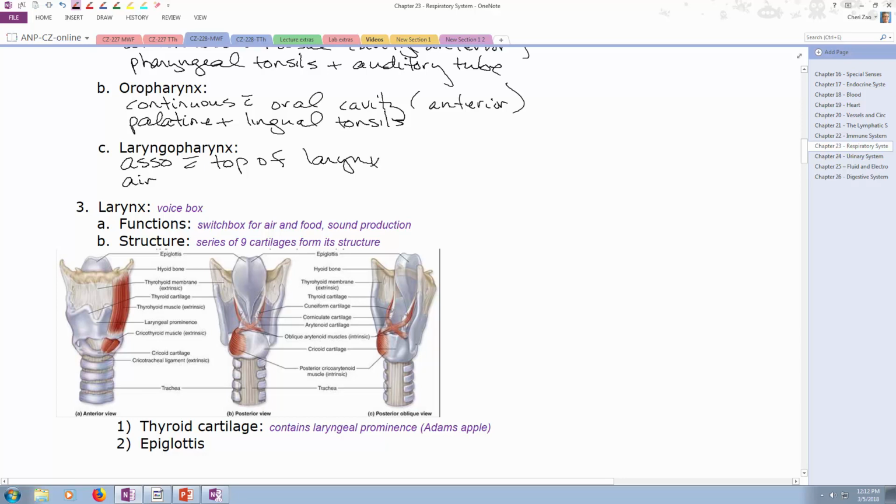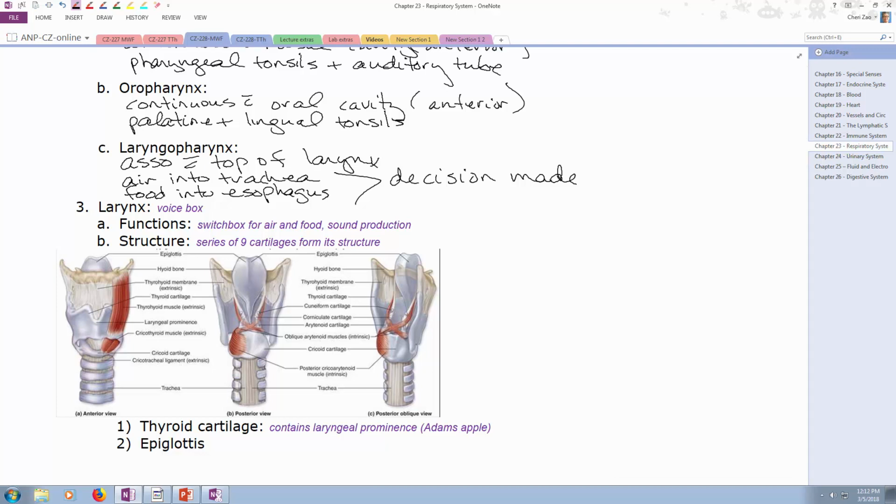Air goes into the trachea, and food goes into the esophagus. And so at the laryngopharynx, this is the area where the decision is made as to whether we're going to allow it to go into the trachea or we're going to allow it to go into the esophagus. And one of them has what we call the right-of-way, has priority treatment.